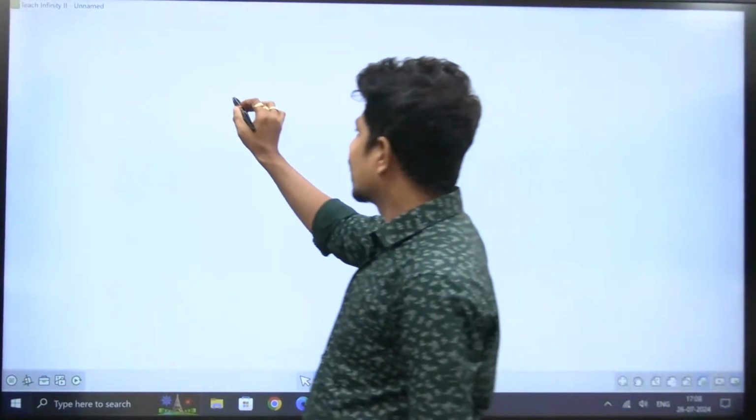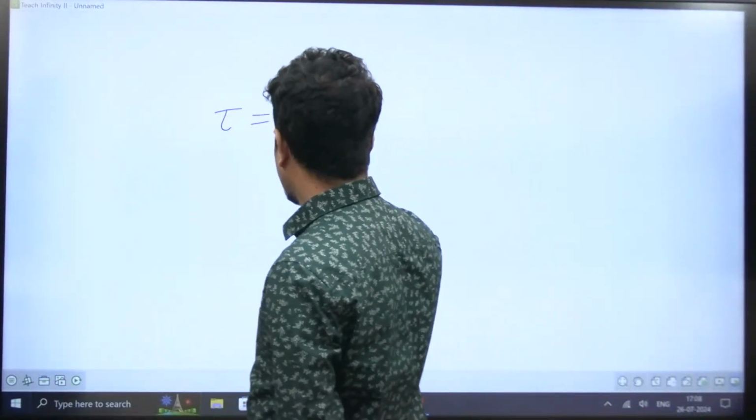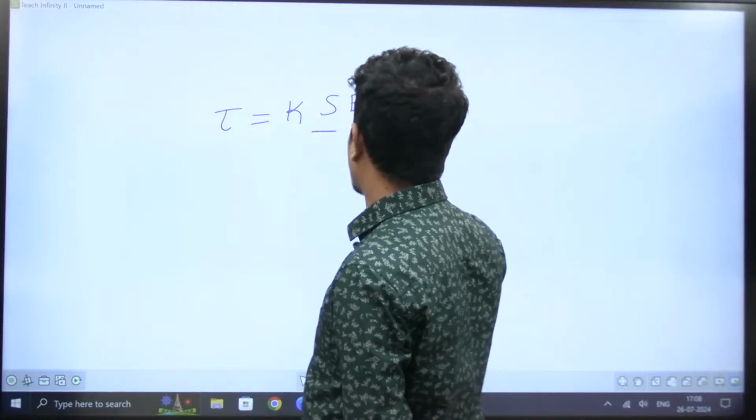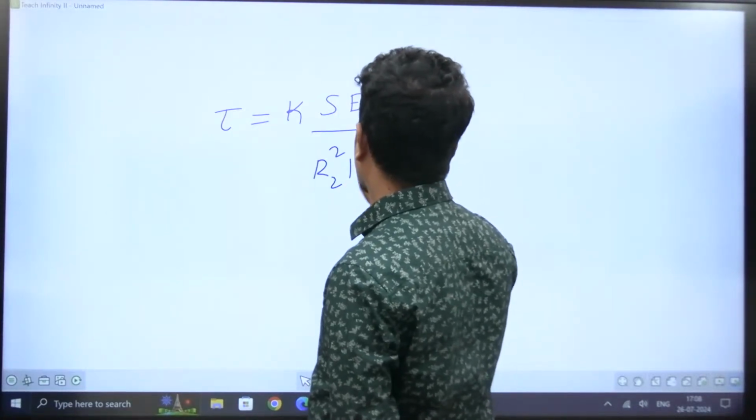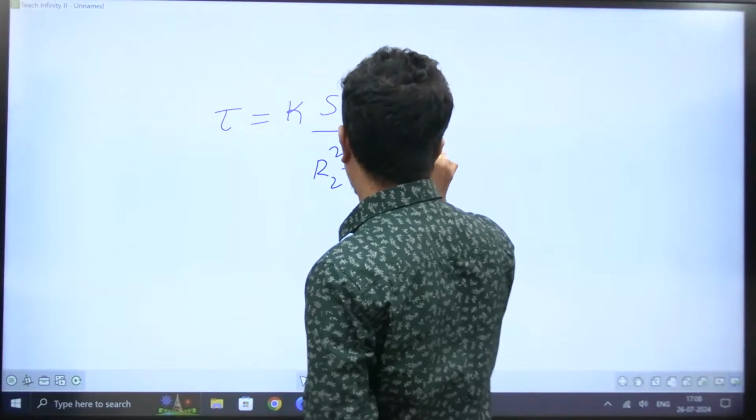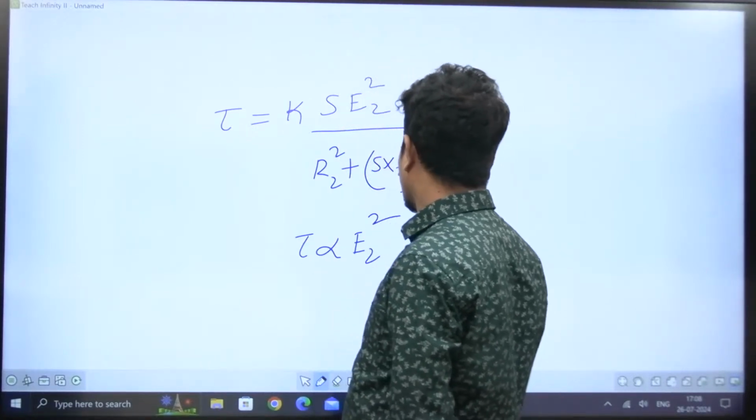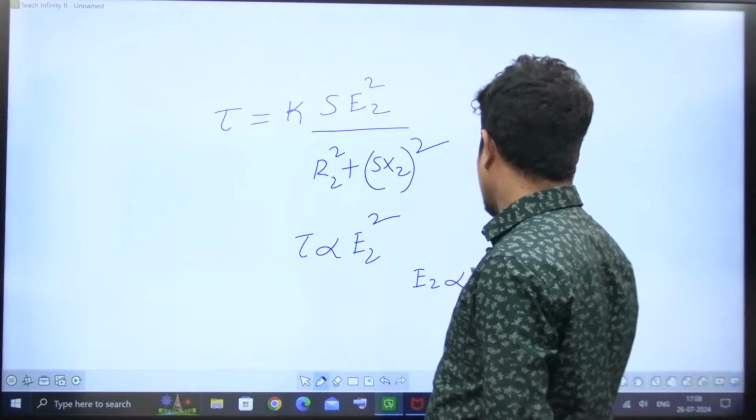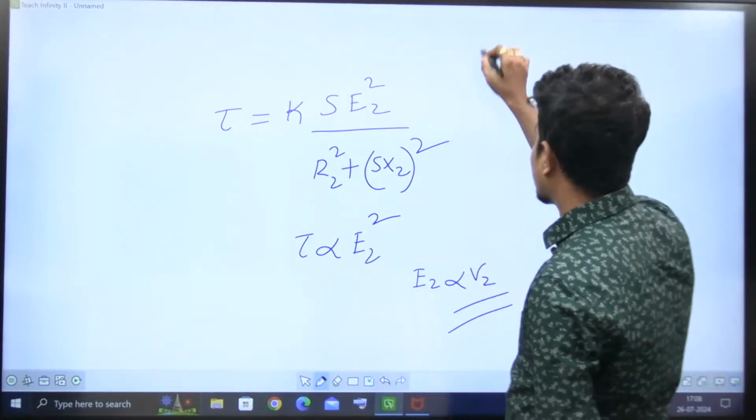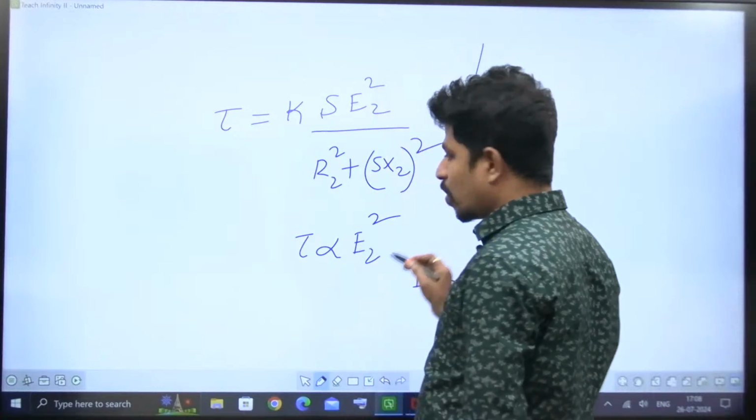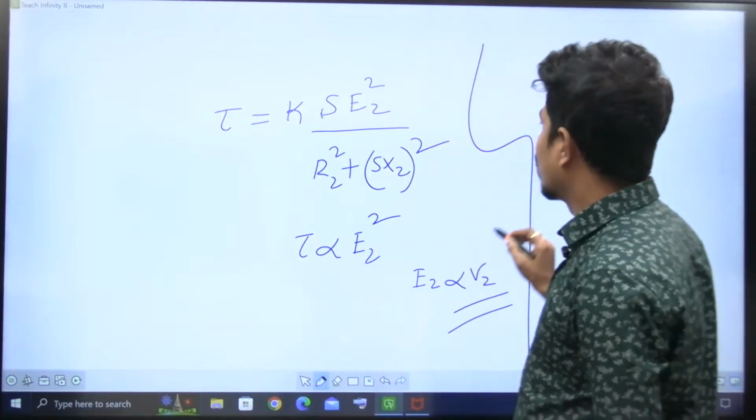The torque of an induction motor is K into S into E2 square by R2 square plus SX2 whole square. So torque is directly proportional to E2 square, where E2 is directly proportional to V, the applied voltage. And S, slip, is also there. I'm talking about only voltage.